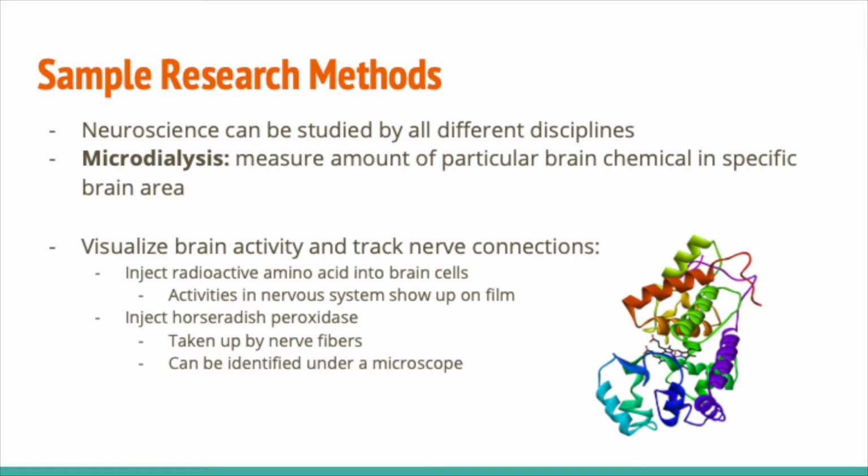And the way we can do this is by injecting radioactive amino acids into brain cells in tissue culture. So you just have your brain cells that you can grow up, inject them with these radioactive amino acids, and look for activities in the nervous system to show up on film. And along with that, we can also inject horseradish peroxidase into these brain cells that can be taken up by nerve fibers and can then be identified under a microscope.